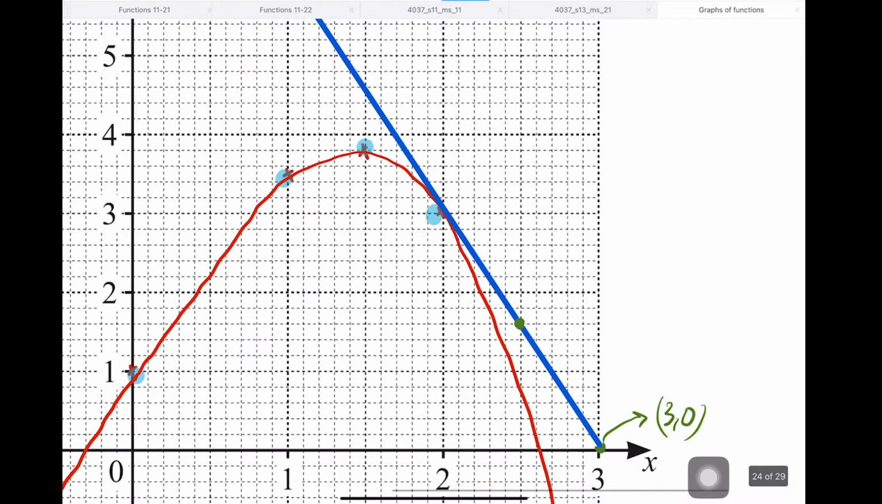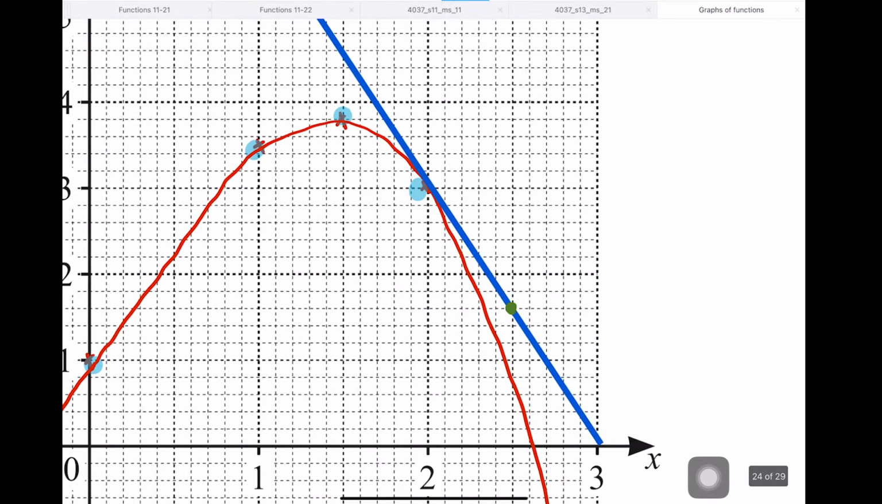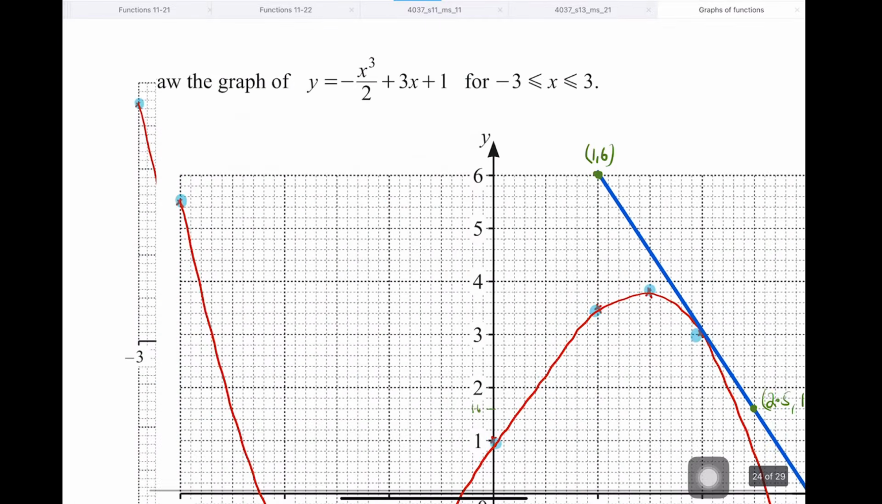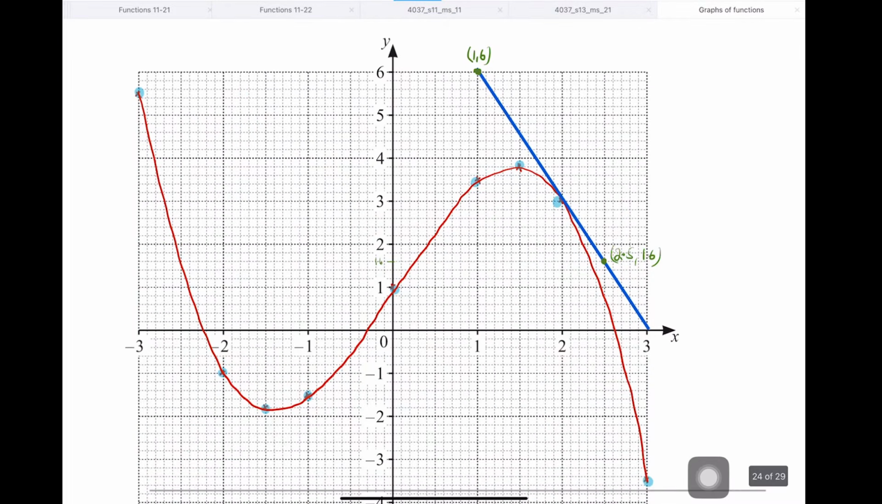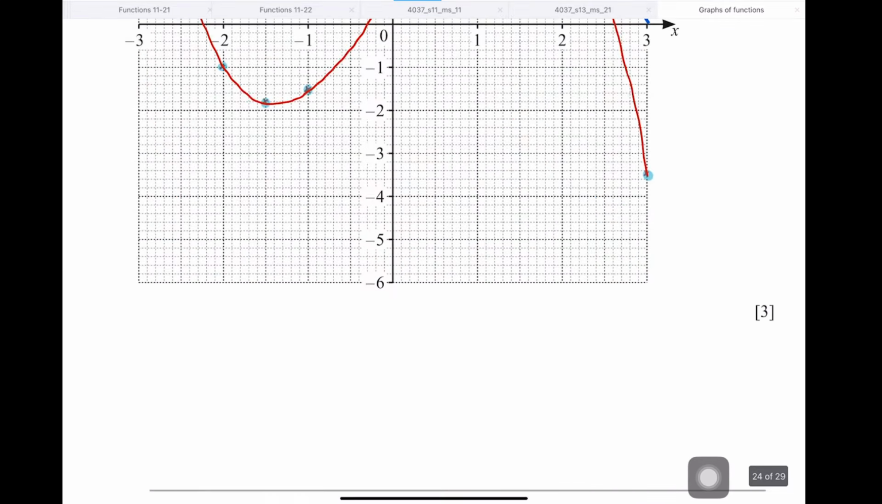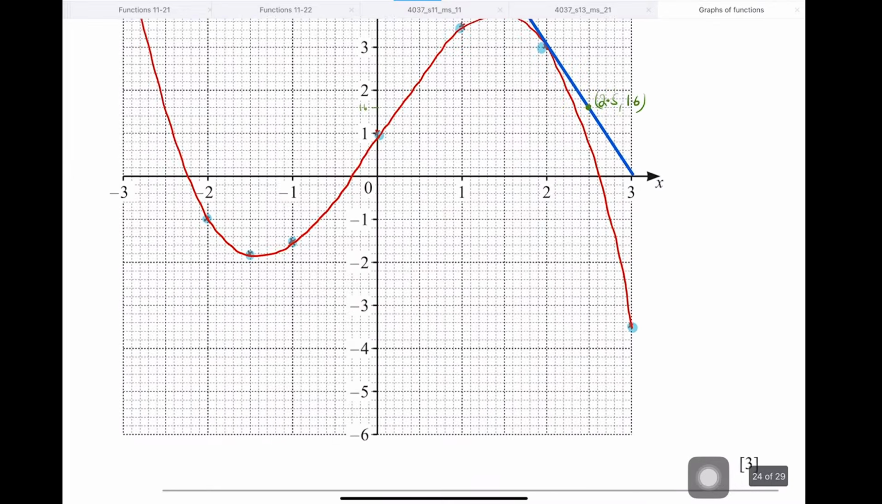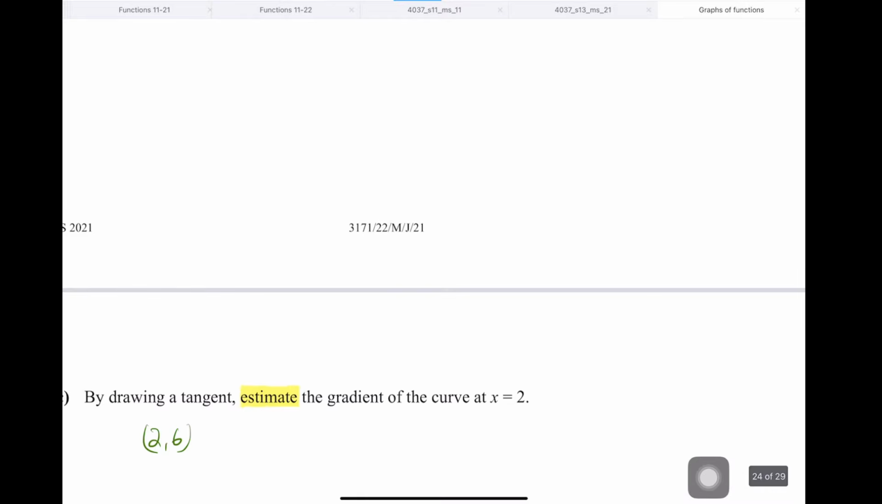In fact, you know what, to be on the safe side, I will pick this one क्योंकि ये मुझे 3 से थोड़ा आगे निकलता हुआ लग रहा है. Okay, so I'm going to play it safe and I will pick this point, and this point has coordinates 2.5 and 1.6. Yeah, 2.5 comma 1.6. Okay, so these are the 2 points through which the tangent line is passing: 1 comma 6, 2.5 comma 1.6. So I'm just going to write them down: 2 comma 6, 2.5 comma 1.6. Okay, ये आ गए 2 points.